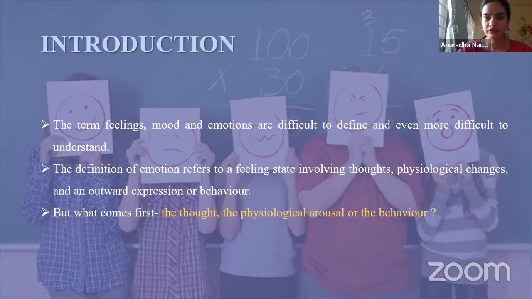But when we go through these definitions, what has troubled psychologists for a long time is what comes first. Is it the thought? Is it our bodily changes, or is it our expression or behavior which comes first? So basing our further expansion on that, we'll be talking about different theories where different psychologists have talked about what comes first according to them. And we'll see if they are correct or not based on our own understanding.